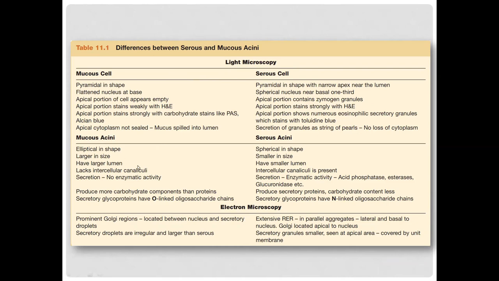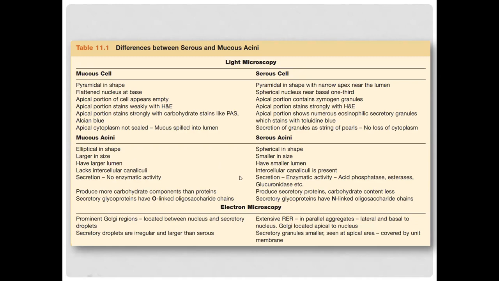And the mucus acini and the serous acini can also be seen in the electron microscopic view. So we have already seen the pyramidal shape and the nucleus differences. Then in the apical portion, zymogen granules can be seen in serous, but here it is empty. Then the H&E stain differences can be seen, and what the content of the granules is. The staining uptake can be seen for individual mucus cells.